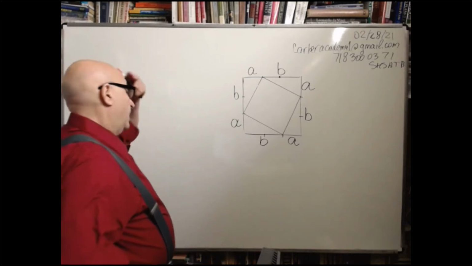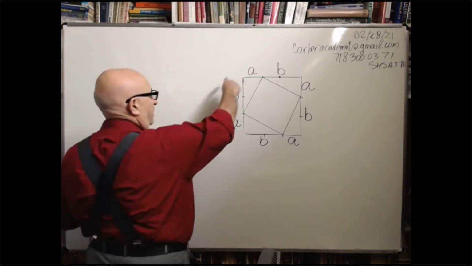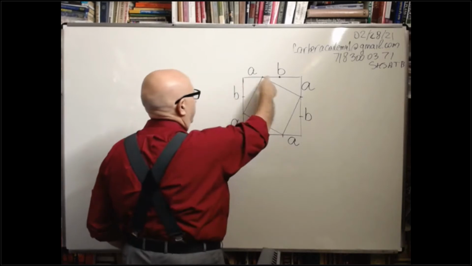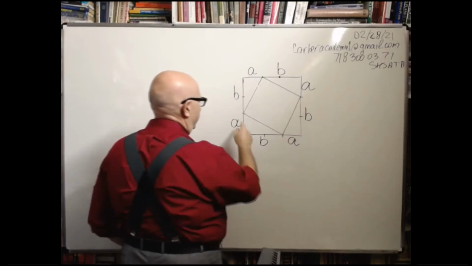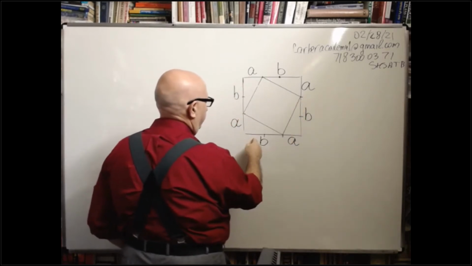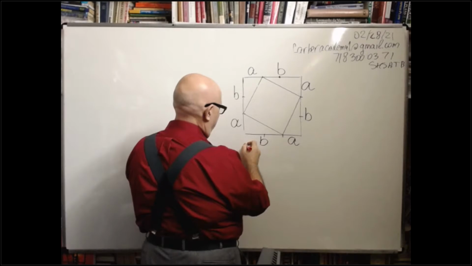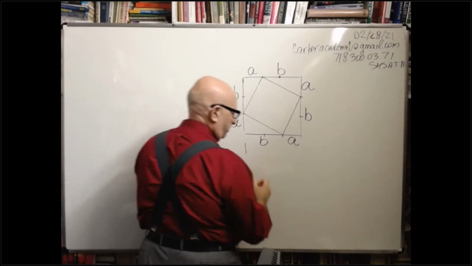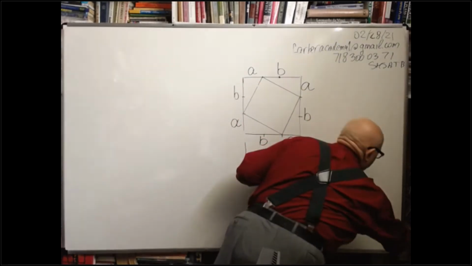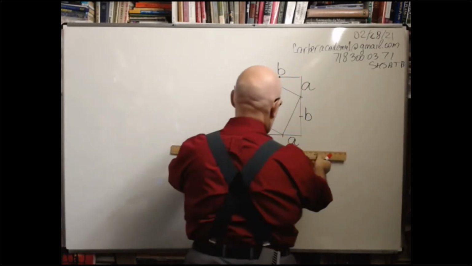So again, in the big square, I inscribe a small square. Each side of this triangle is small a and big b. I can easily find the width of this square. Width of this square, I put here an arrow.